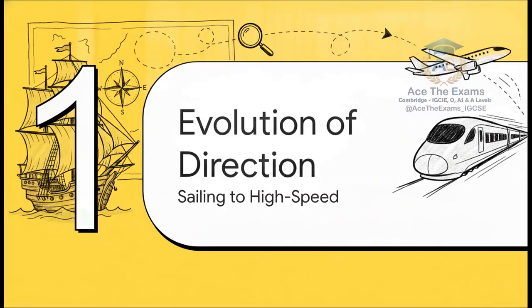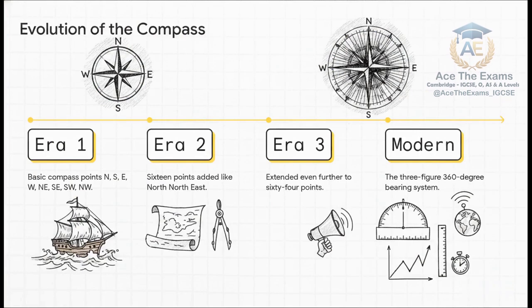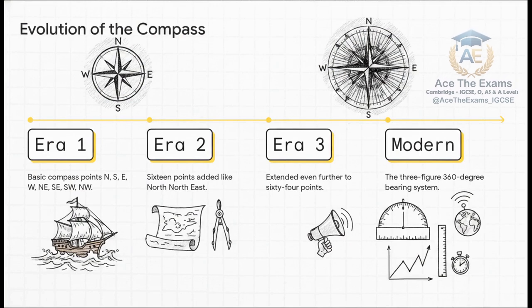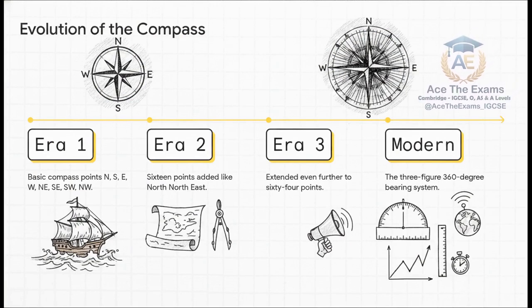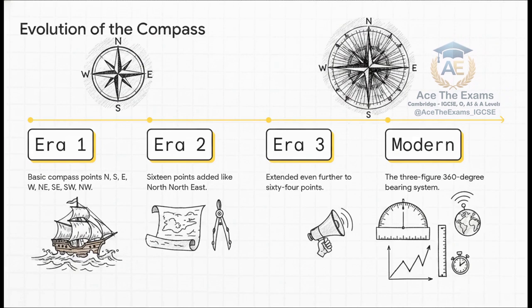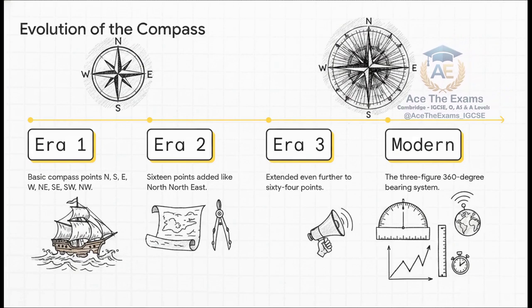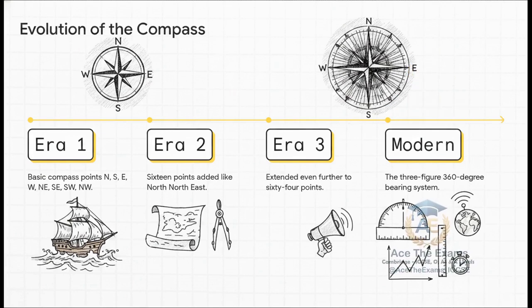Section 1. The evolution of direction, from sailing ships to high-speed travel. To truly master the exam questions, you have to understand why the system exists in the first place. As human beings began to move faster across the globe, the need for absolute directional precision completely transformed the way we navigate. In Era 1, the early days of sailing, basic compass directions were enough. You had north, south, east, west, and the midpoints like northeast or southwest.